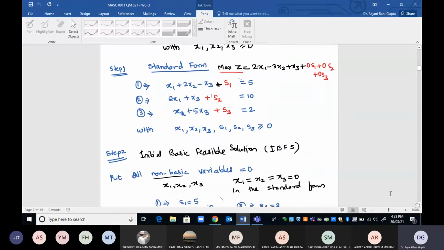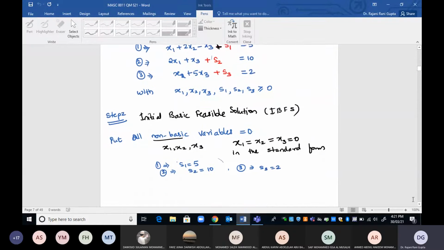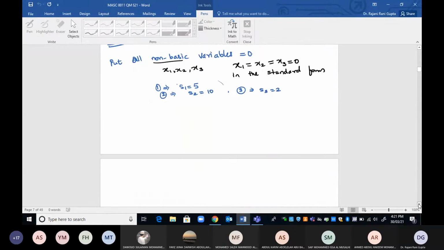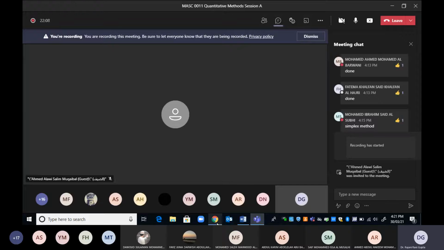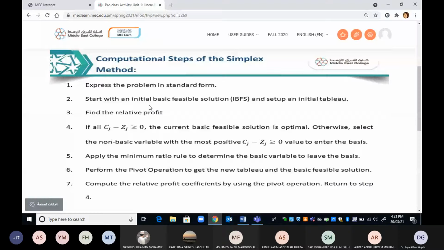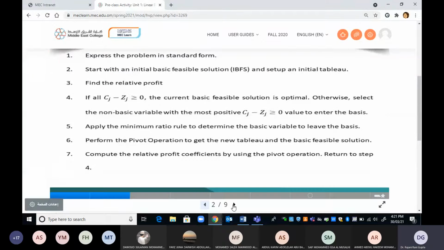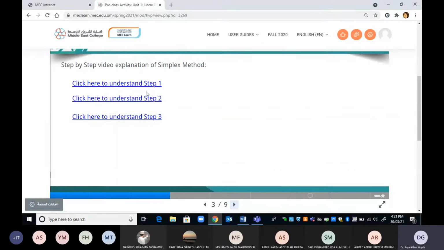And the next step is to set up the table. So now we will see how to work on it. These are the steps here. What we have to do now is find the relative profit. So these are the steps. I hope you watched this video. So how did we get this table?